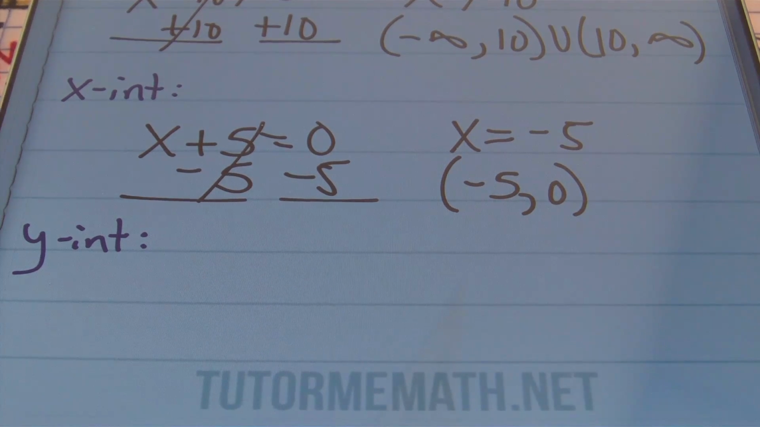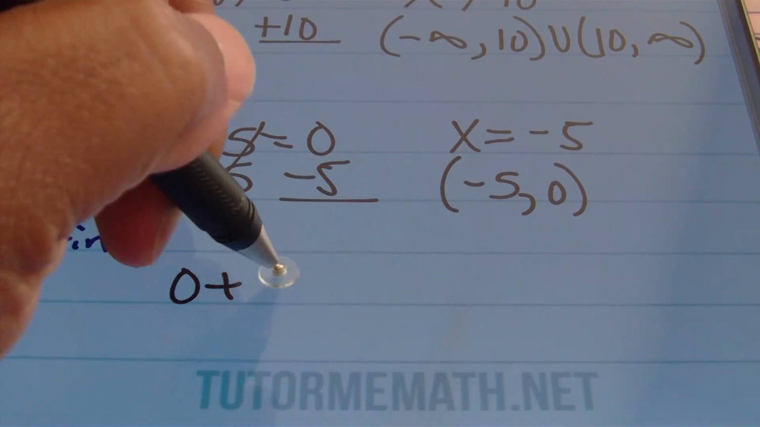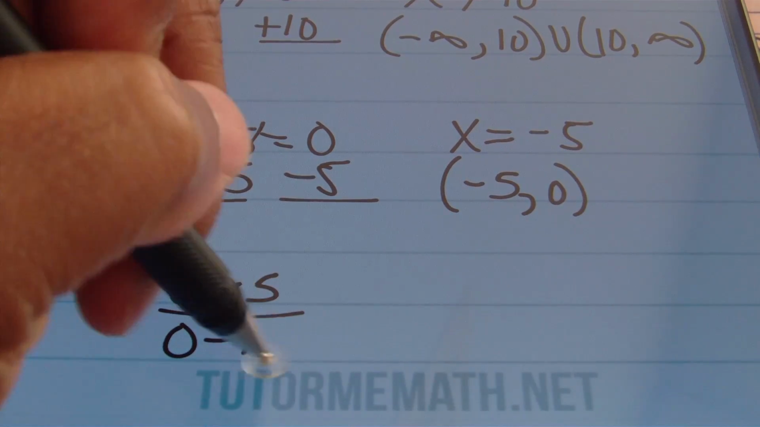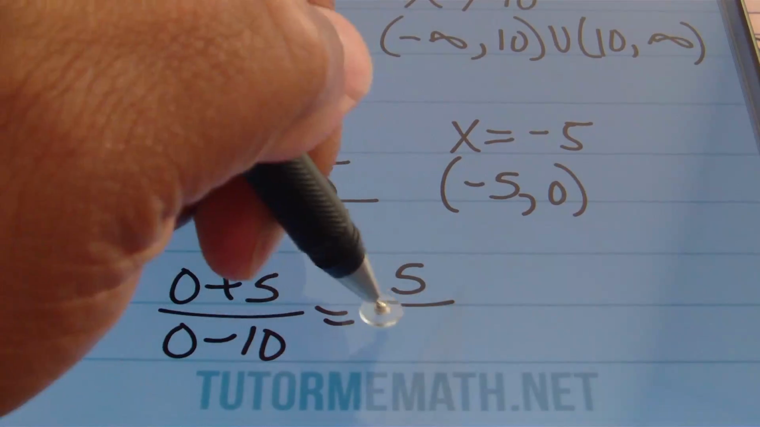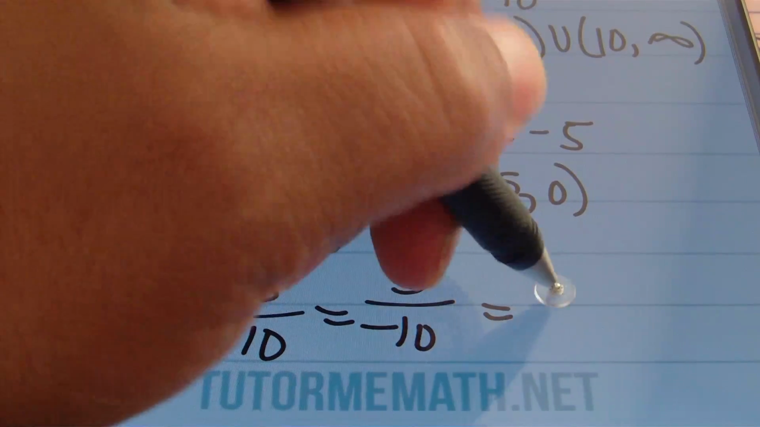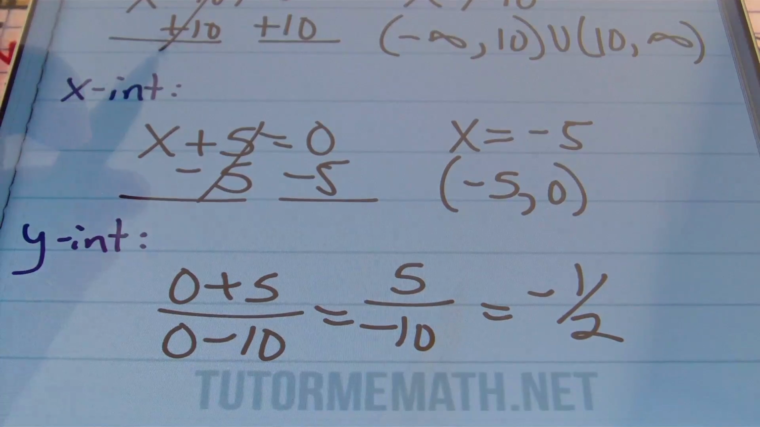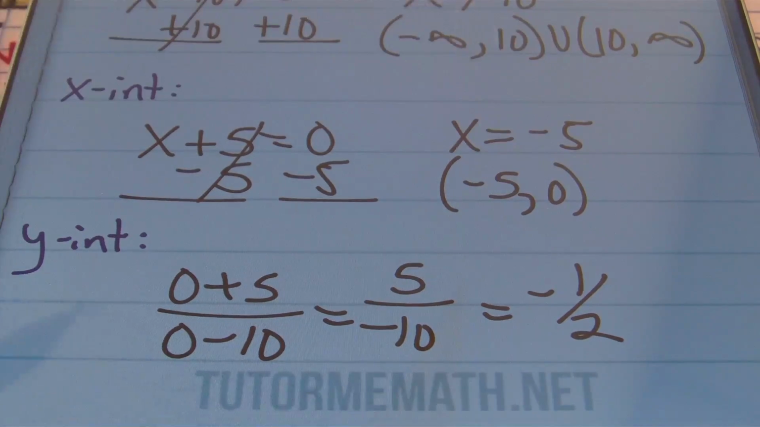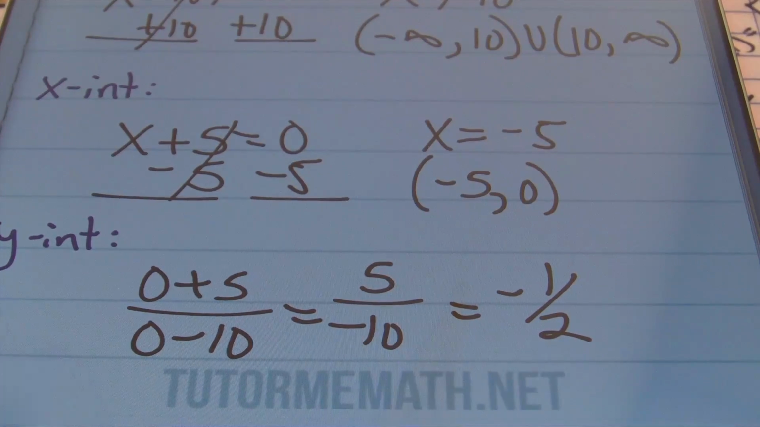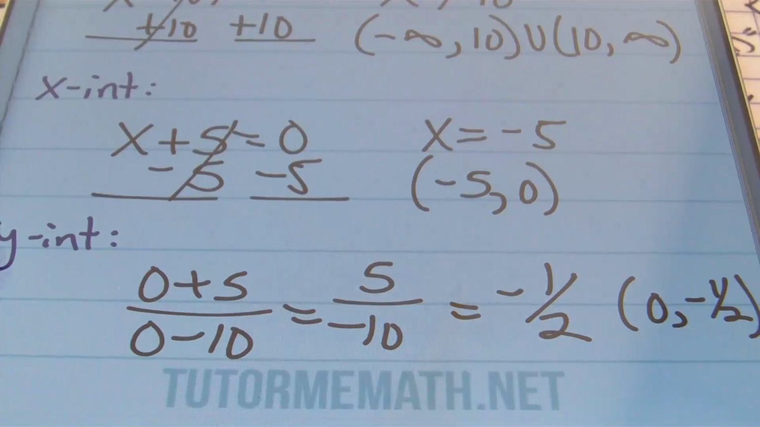Now to find your y-intercept, all you'll need to do is plug in 0 for x in the original function and then solve for y. So replacing all of our x's with 0 in our original function g, we can rewrite it as 0 plus 5 divided by 0 minus 10. And this gives me 5 over negative 10, which you will simplify to negative 1/2. So simplified, our y-intercept is negative 1/2, but as an ordered pair, we'll say that it is 0, negative 1/2.